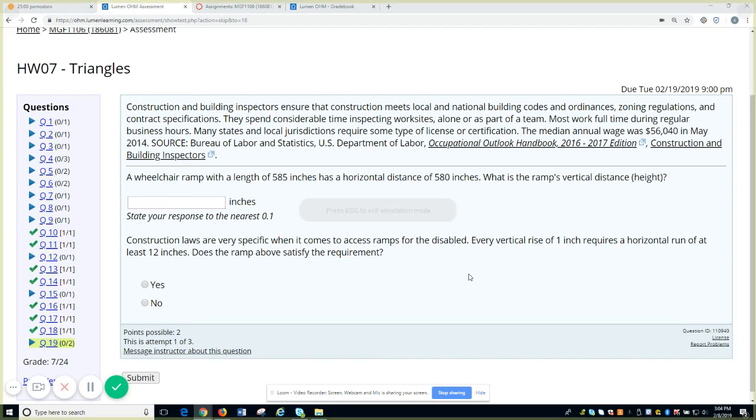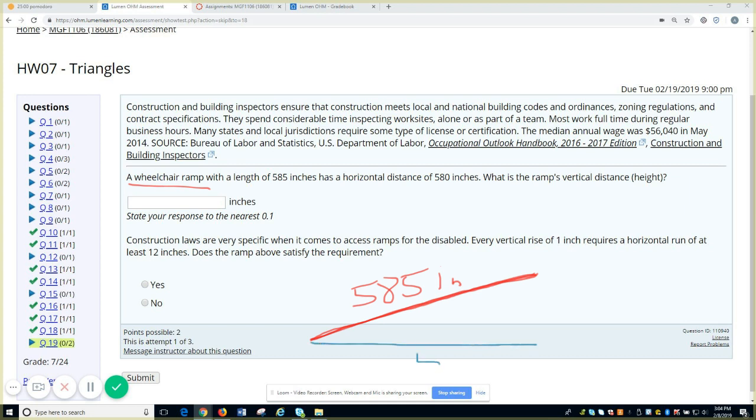Okay, so in this question, we are told that we have a wheelchair ramp that has a length of 585 inches. So it's a ramp, so it's going to go up from the ground to the stairs, and then the horizontal distance of this ramp is 580, and so we have to figure out the vertical distance of this ramp. So meaning, how high does it reach vertically?